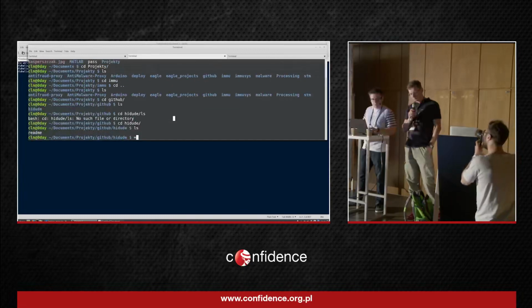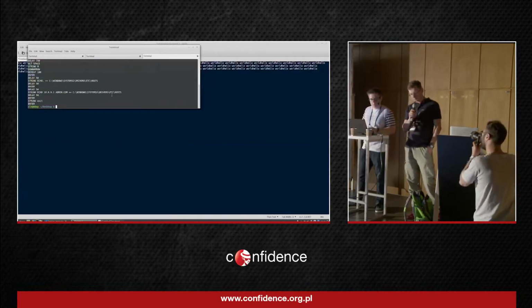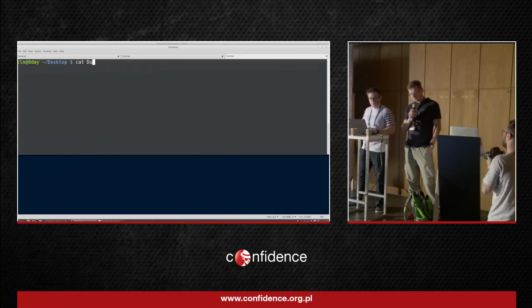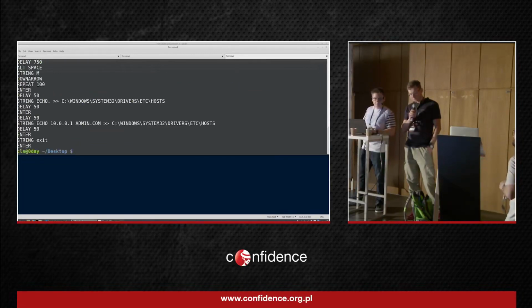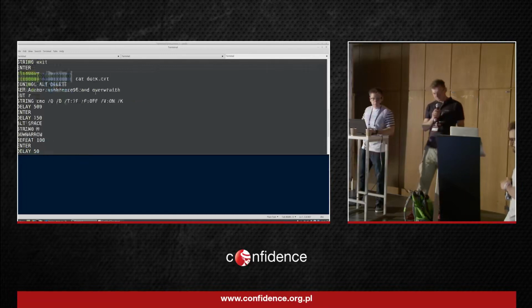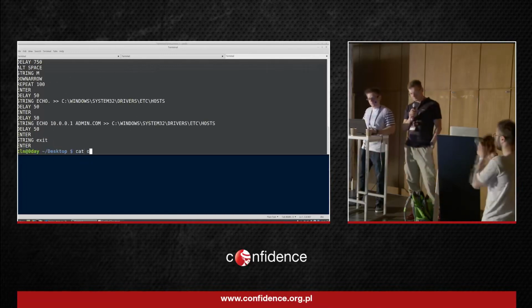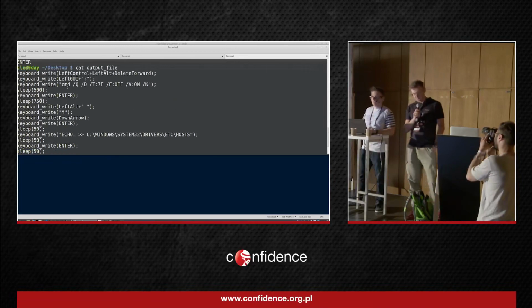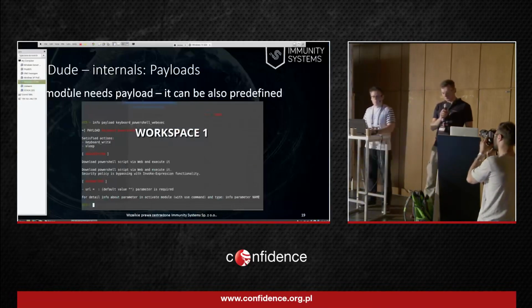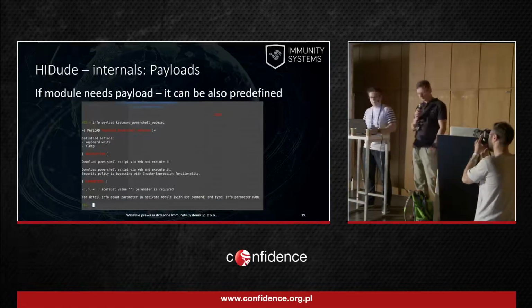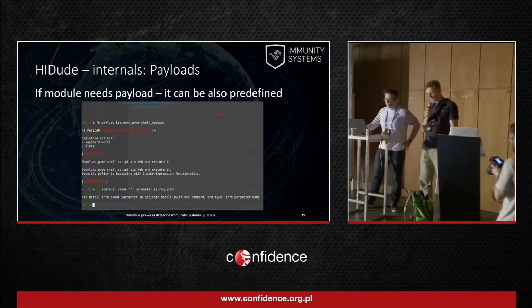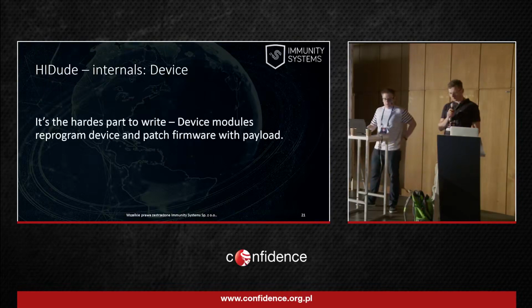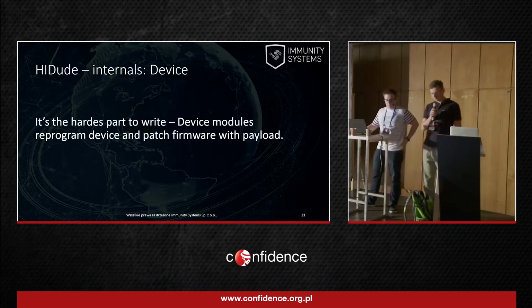Let's look at how it was before the conversion. So cat duck.txt. It's a simple payload for the Rubber Ducky, and after conversion in our framework, it looks like that. So you can use any payload of Rubber Ducky, but you don't have to pay $100. And yeah, we converted the payload.